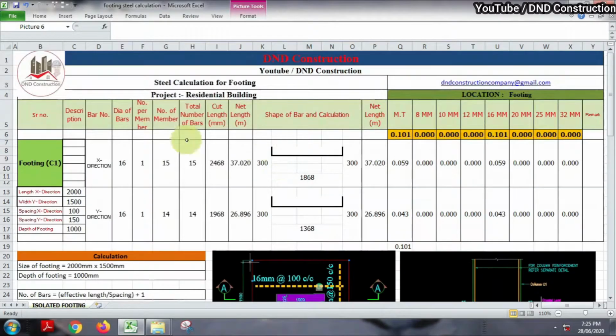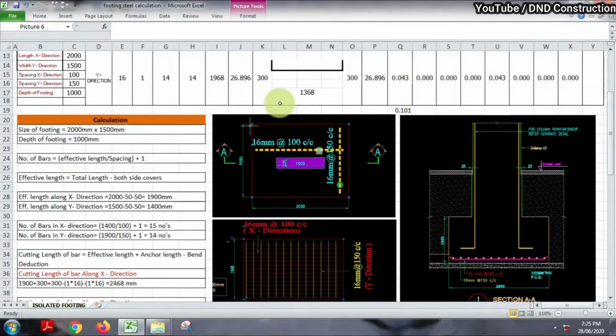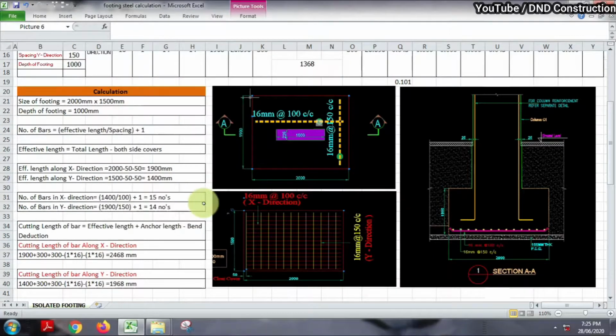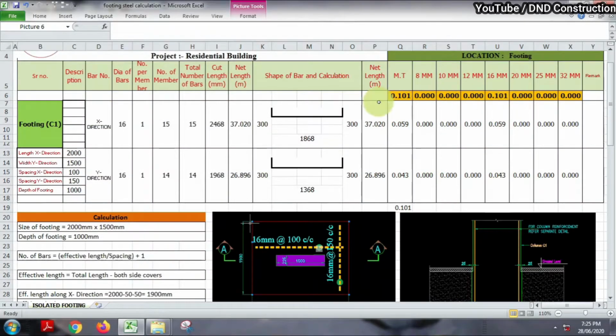Before explaining this, if I go through this Excel sheet, you will not come to know which value is coming from where. So for that, I will first explain the basic calculation of how to calculate the cutting length of steel bars. After that, I will explain this sheet.